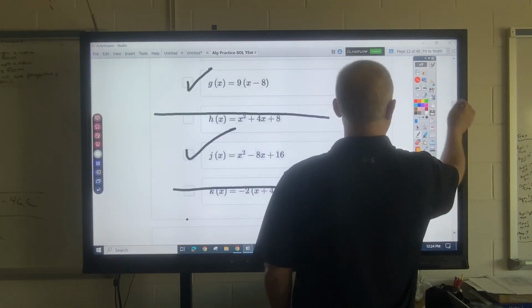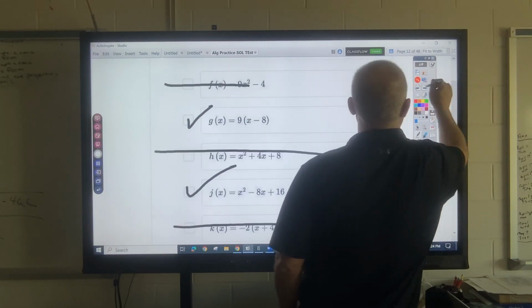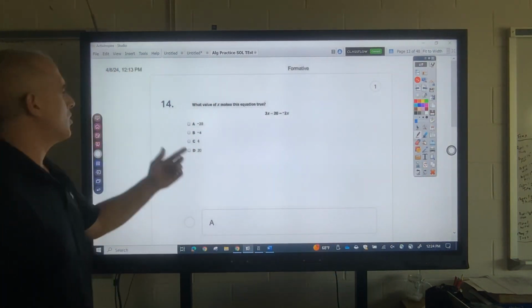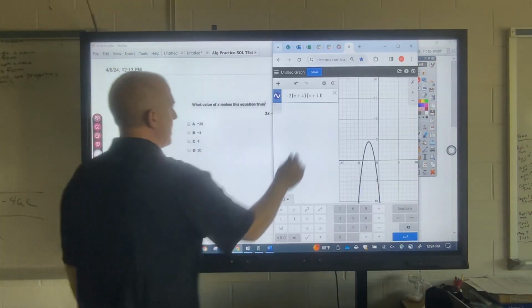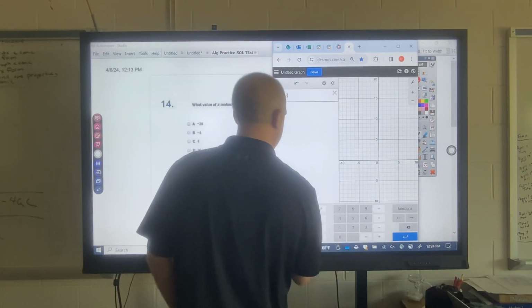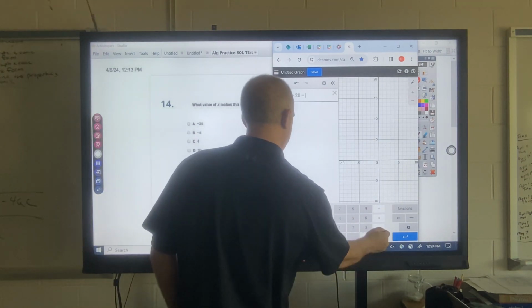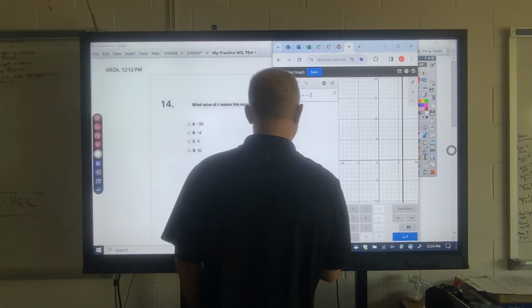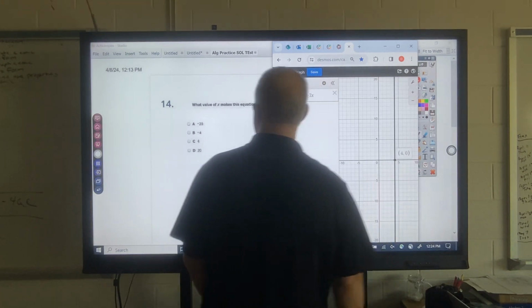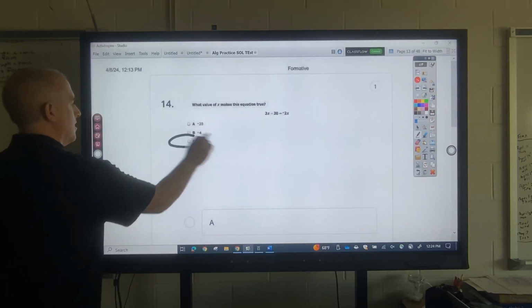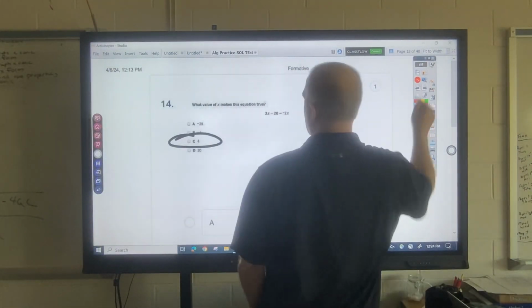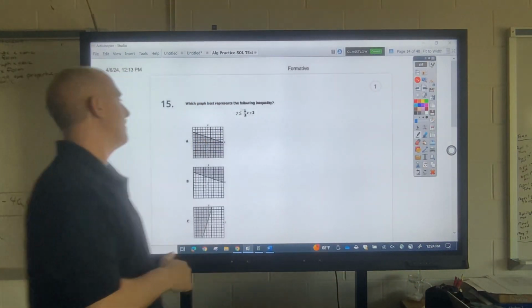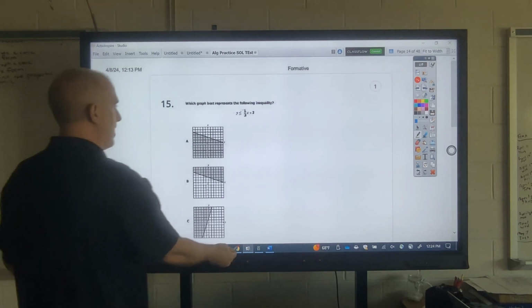Which equation is true? Once again, one line, type it in. Oops, I forgot the x. It's right there. It's 4. Next question should be 15. This is a graph match question.